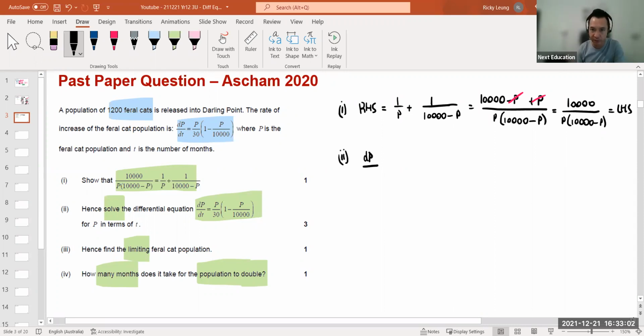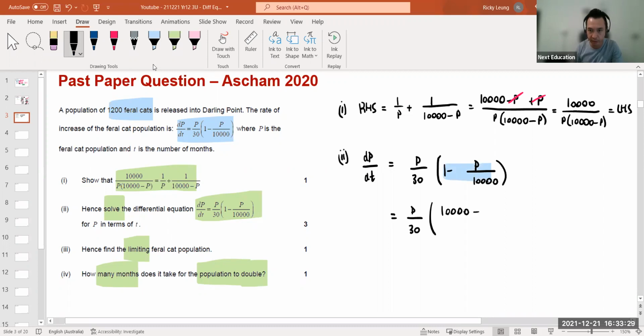So we start with the differential equation. P on 30, 1 minus P on 10,000, right? Once again, I'm not a fan of the fraction. So the next step would be a common denominator, the inside there. So you get P on 30, 10,000 here. It's also important because then you get something that resembles what you've proven in part 1, right?